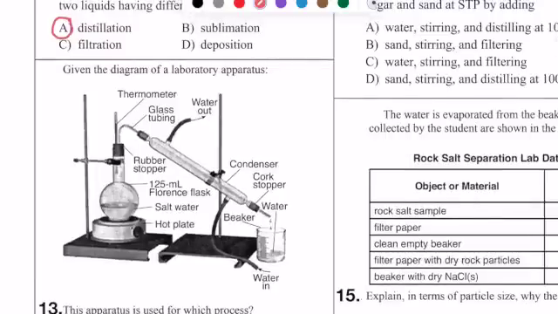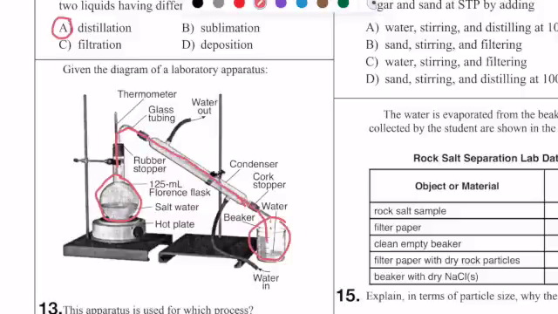So for a homogeneous mixture of two liquids, we put them in this first flask and we start boiling them. Because they both have different boiling points, one of them is going to boil first, and when it boils, it's going to be collected in this beaker.